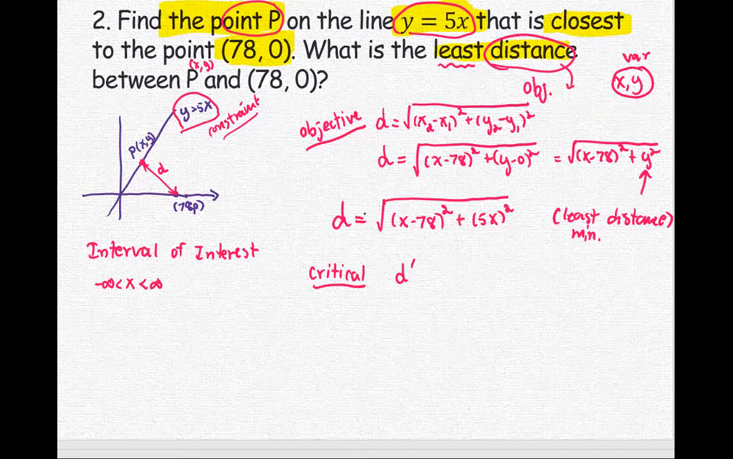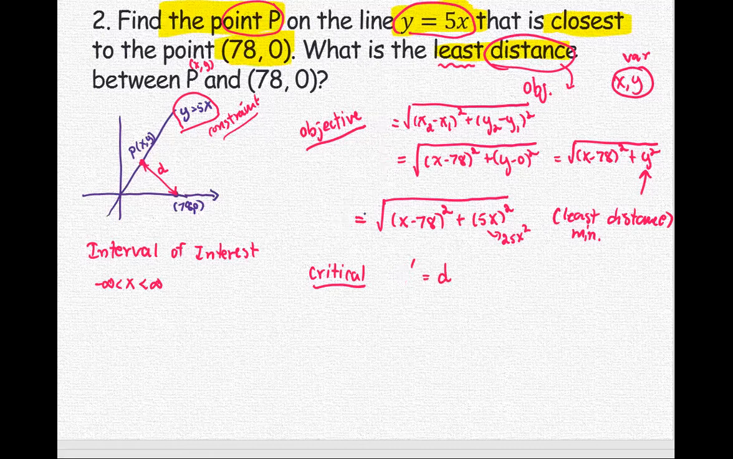So either way, okay, either way. What I would do is treat this one as 25x squared, but I treat this as the chain rule, x minus 78 raised to the power 2. Just keep it the way it is. So the D prime, which is the derivative, so many D's here. How about I change the letter D here to a capital D to be different than the derivative notation.